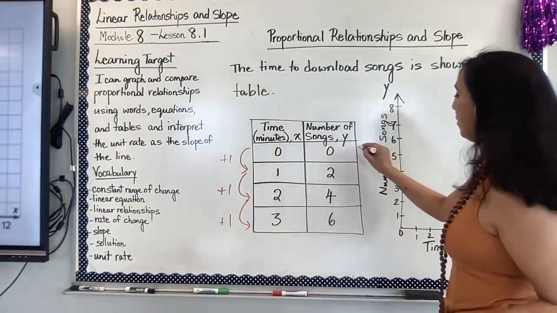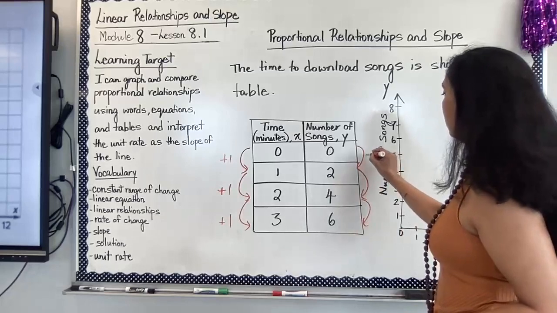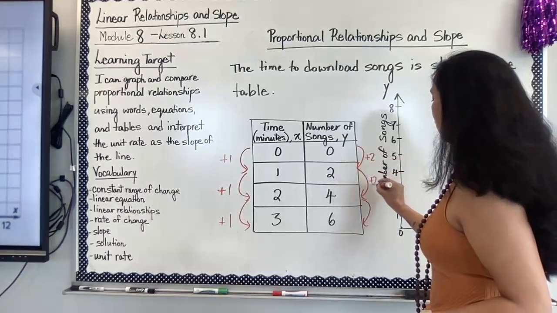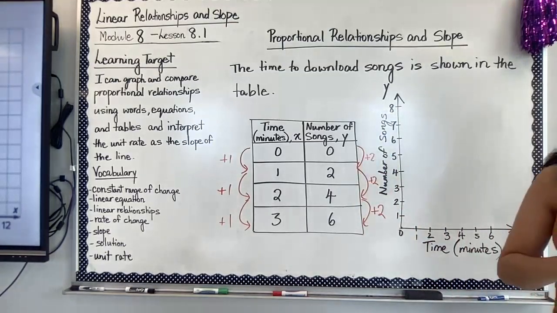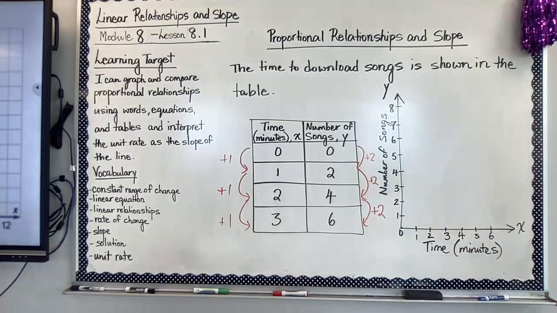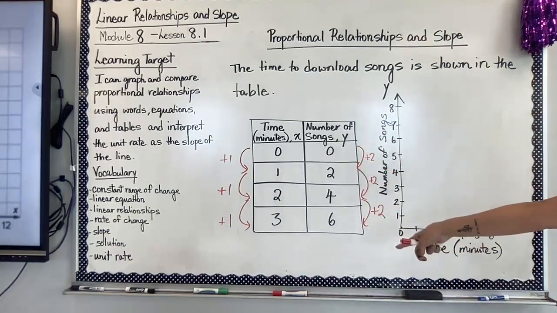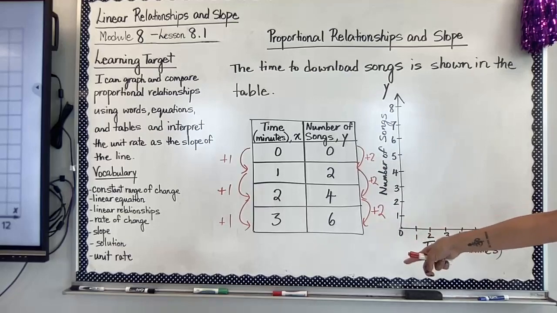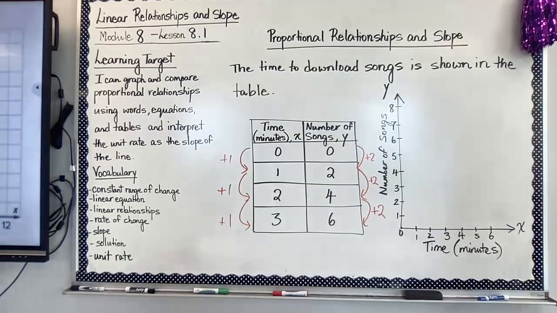Let's look over here. What pattern am I noticing? This is plus 2 and plus 2 and plus 2. All right, so as you can see over here, as the number of songs is increasing by 2, what is happening? The time in minutes is increasing by 1. And so the unit rate is 2 songs per minute.